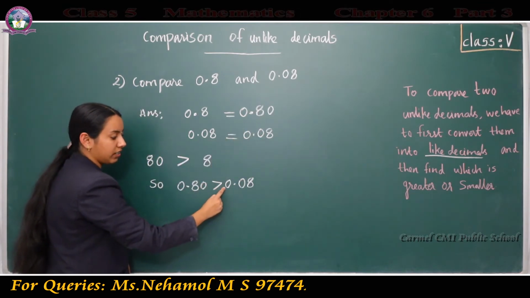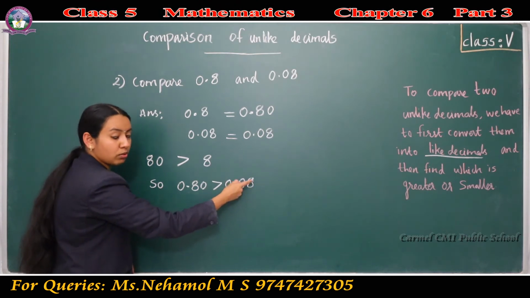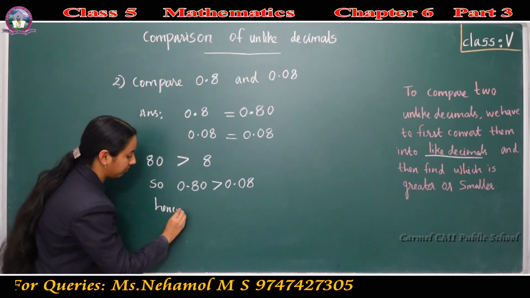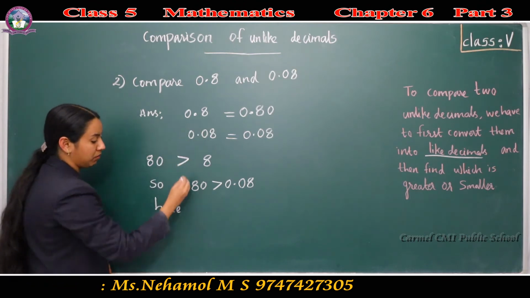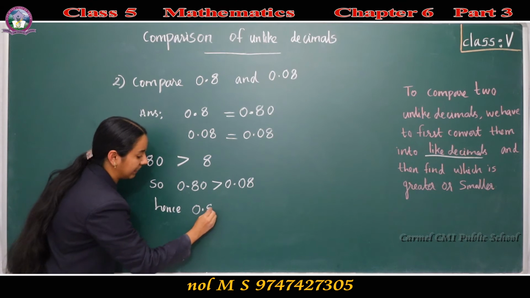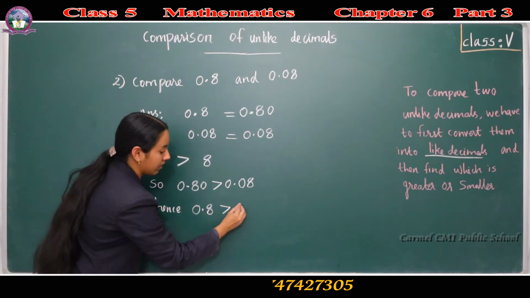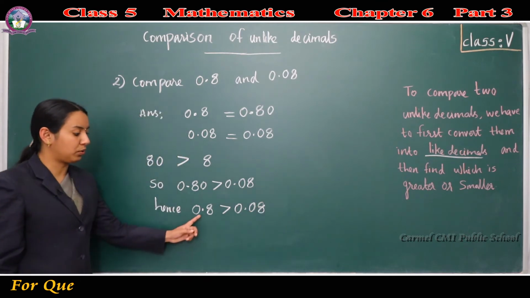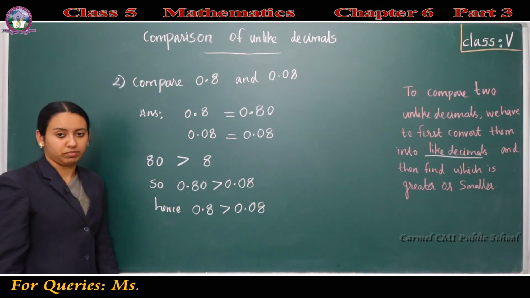0.8 is greater than 0.08. So hence 0.8 is greater than 0.08. 0.8 is the greater number.